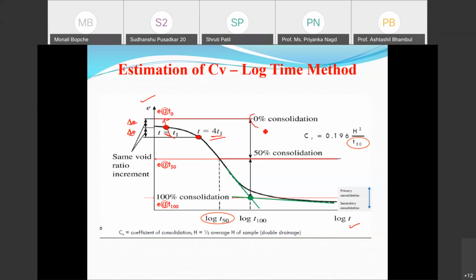This indicates zero consolidation. Then from here to here is the total consolidation, so we put this as 50% consolidation. 100% consolidation is taken as the intersection of the tangent at the lower limb. So this point is your 100% consolidation. You get T50 from this curve. Then Cv is calculated using 0.196 H squared upon T50, where H is the thickness of the soil sample. So from here I can get the coefficient of consolidation.